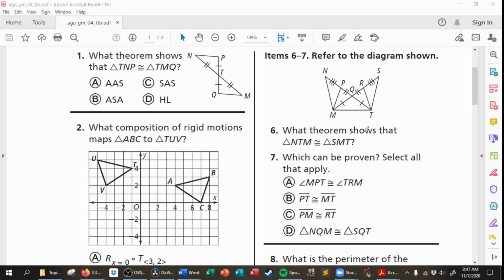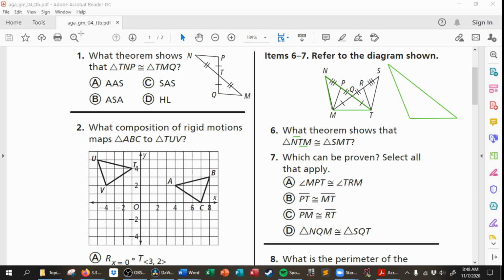What theorem shows that NTM is congruent to SMT? There's a lot going on here, so let's start by just highlighting the two triangles that we're looking at and then redrawing them. So to go from N to T, right, NT, T to M, and then connect M back to N, we get this triangle right here. So let's draw that.